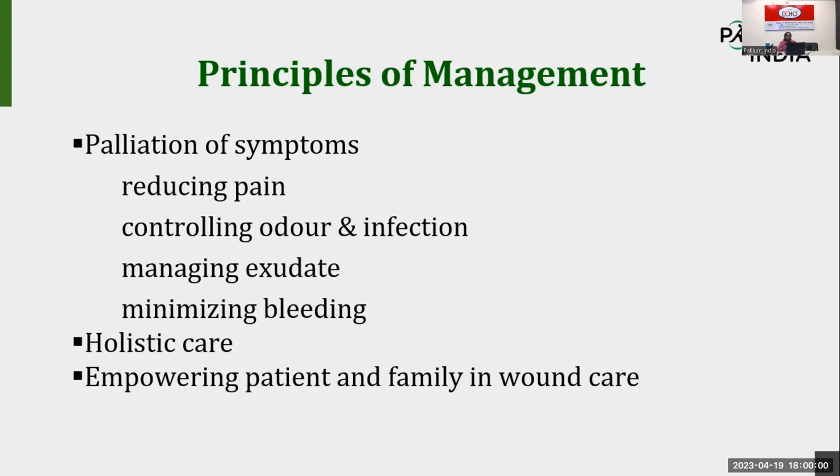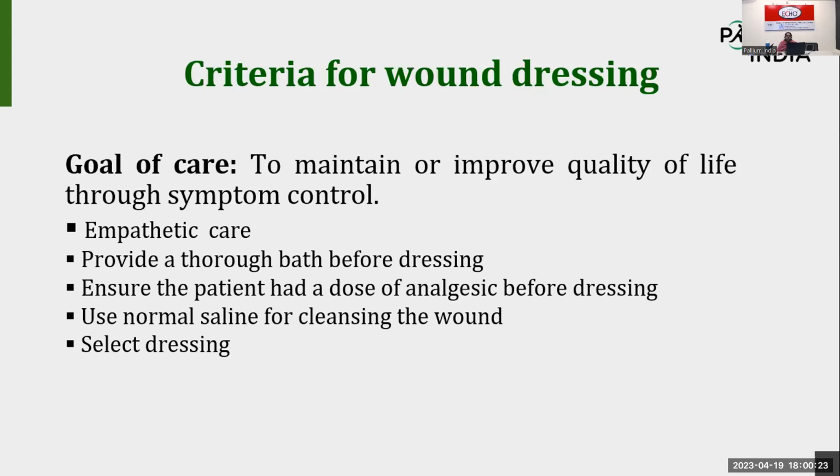Try to reduce the pain, control the odor and infection, minimize exudate, and minimize bleeding. If we do these things, we can definitely improve the quality of life of the patient and the family. Holistic care: this patient needs total care, and empowering the patient and family in their own care. The goal of care is to maintain or improve the quality of life through symptom control. We need empathetic care. Always think from the patient's side; only then can we give proper care to the patient.